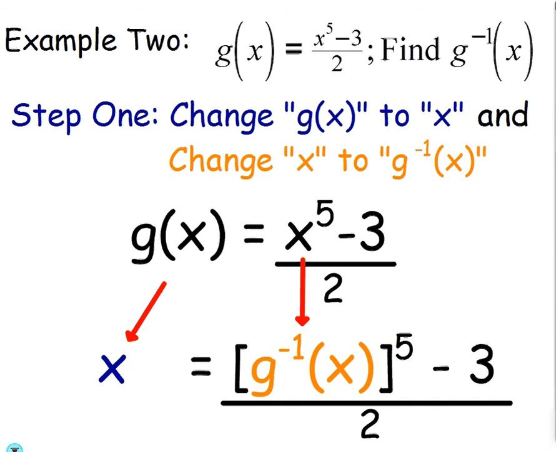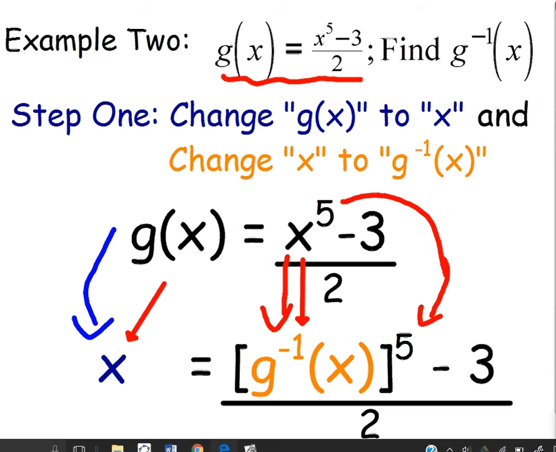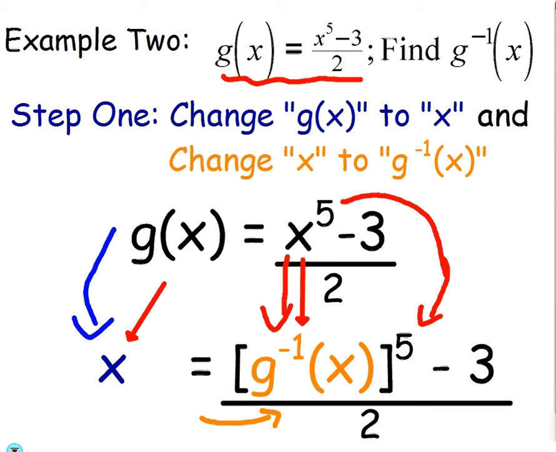For this one, we have g of x equals x to the 5th minus 3 over 2. Same exact steps. We're going to change the g of x to x. We're going to change the x here to g inverse of x. It's still going to be raised to the 5th power, just like it was here. So again, step one, you're just switching the two. That's it. Don't overcomplicate step one. Again, instead of putting x, if you want to put y right here, that's fine. Just make sure you change it at the end to where you stipulated that it's the inverse.